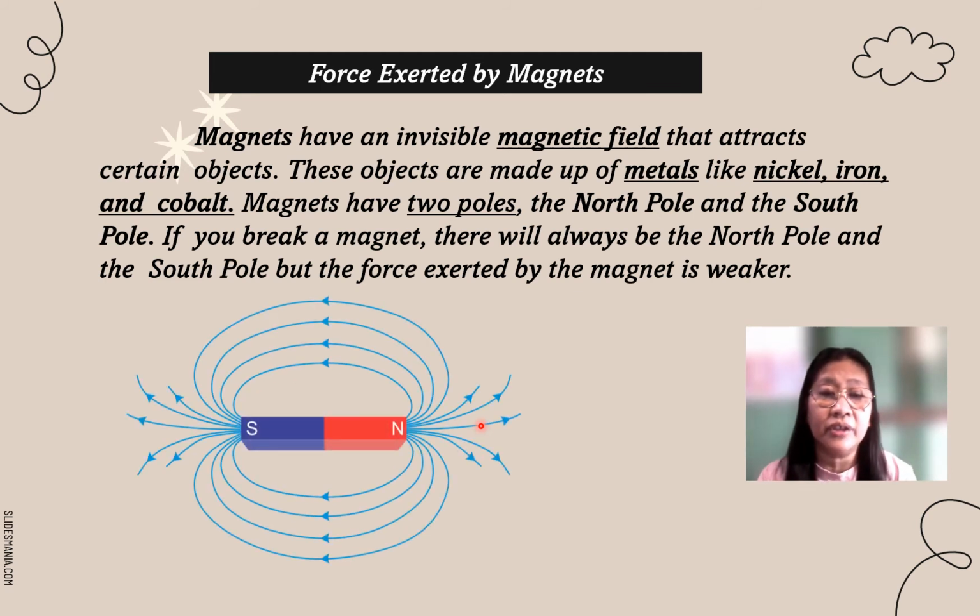Look at the illustration. This is an example of a bar magnet. So, this is the North Pole and this is the South Pole, wherein the force is stronger on both ends. And around this magnet is that invisible magnetic field. This is the area wherein the magnet has that magnetic force.